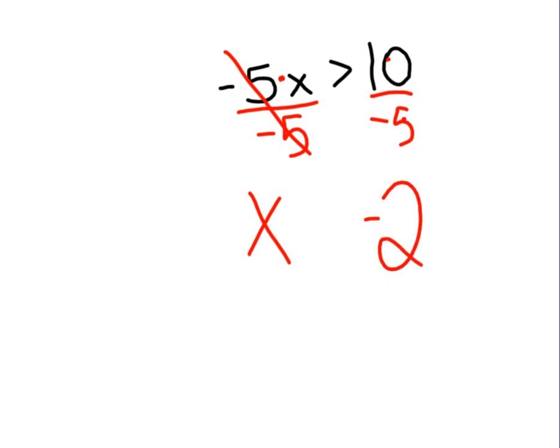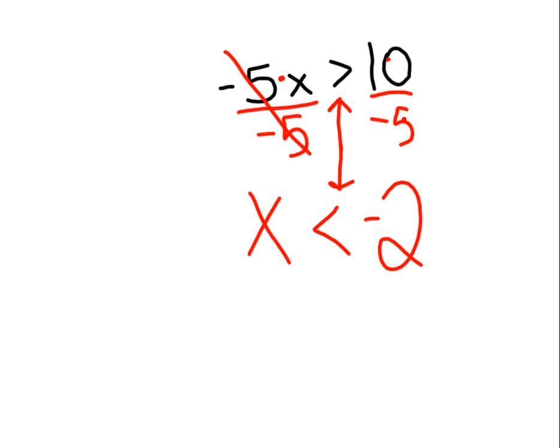The one thing I have to account for is that when I multiply or divide by a negative, I've got to switch this sign. So this one, which is a greater than sign, is going to be changed to a less than sign. That's the one thing that we've got to keep track of.